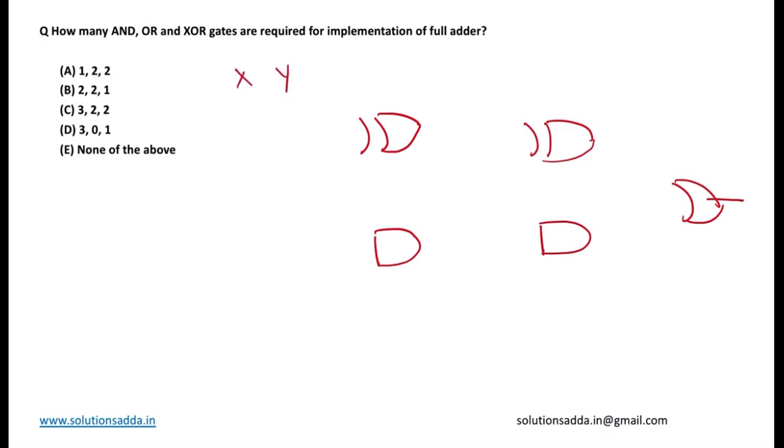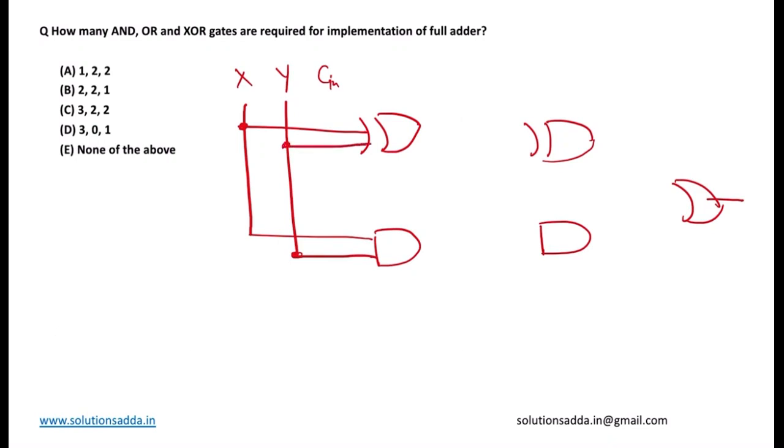X, Y and C input. That is clock input. So X is going here and also a part of it is going here. Similarly Y is going here and a part of it is going to the second gate. This is XOR gate, this is AND gate, this is AND gate, this is XOR gate, this is OR gate.